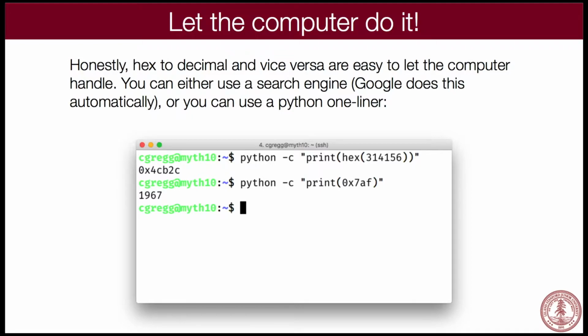So you're going to have to understand how to do conversions from binary to hex and hex to binary. Those are the big ones. And you're probably also going to need to know how to do decimal to binary and so forth. But the hex to decimal, decimal to hex, just do it on the computer. We're not going to make you do it by hand.